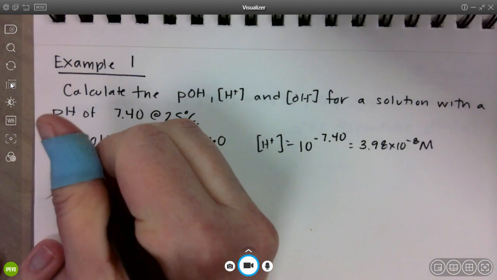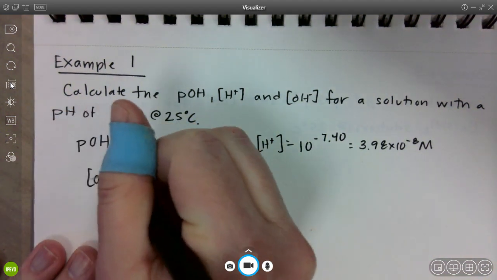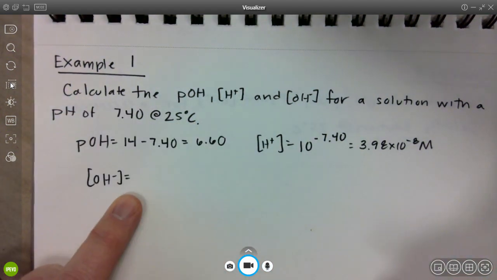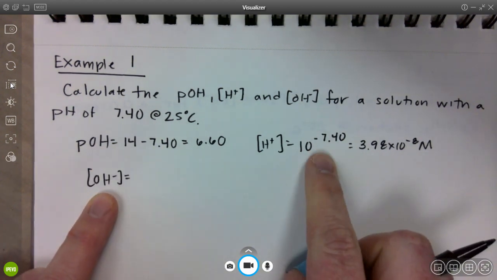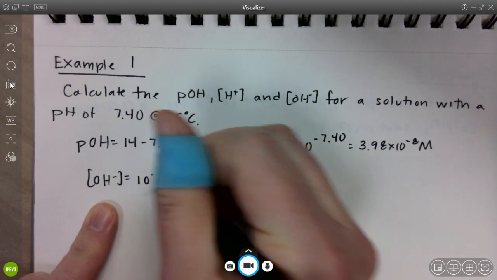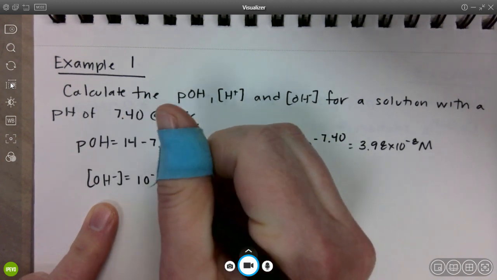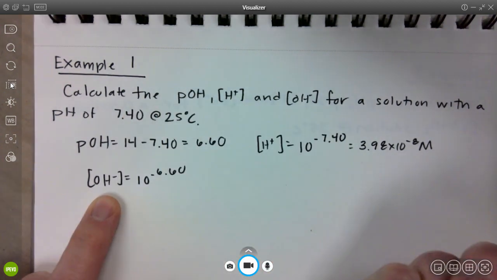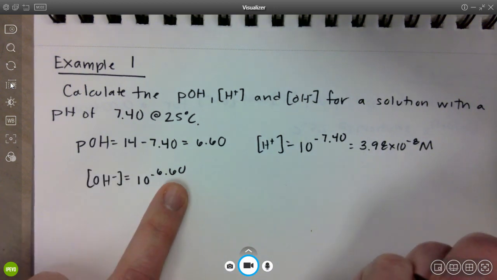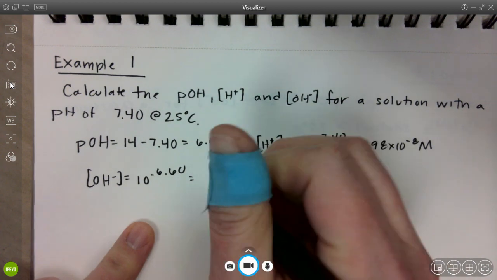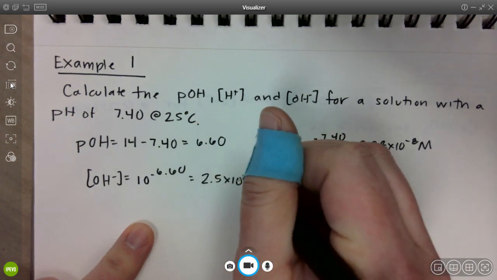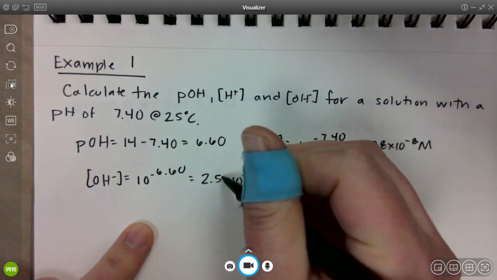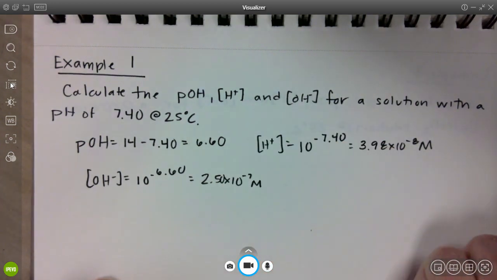To find our OH minus concentration, there are 2 ways to do that. So one way would be to use the pOH and kind of undo the pOH, similar to our pH value. And I like that. I think that's the easiest. So if I want to find my OH minus concentration and I know my pOH, I'm going to take 10 to the negative 6.6, put that into my calculator, and I'm going to get 2.5 times 10 to the negative 7th molar. And I believe that ends up being 2.50 if we do the rounding.